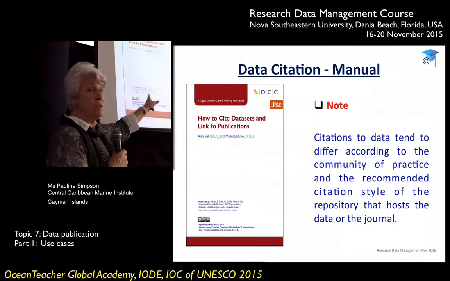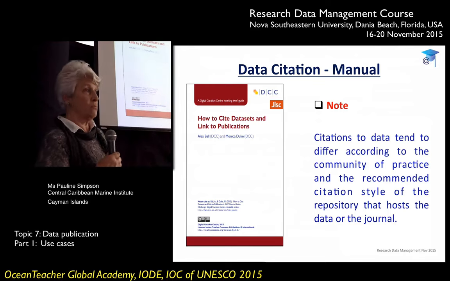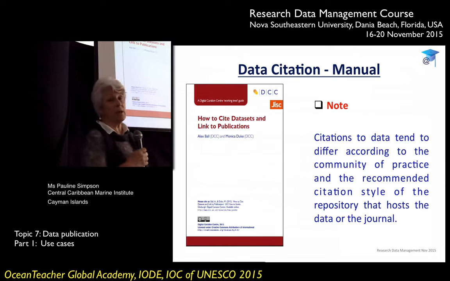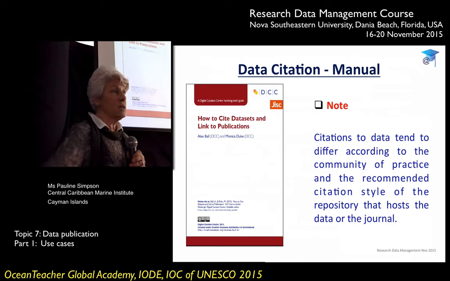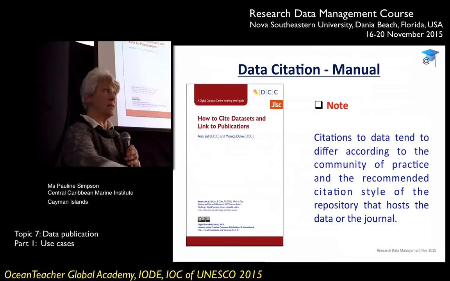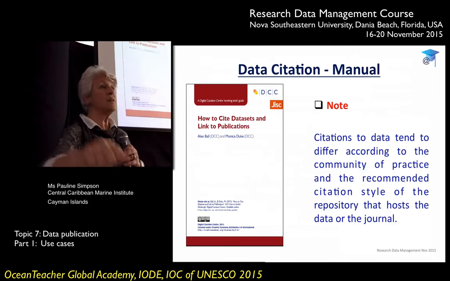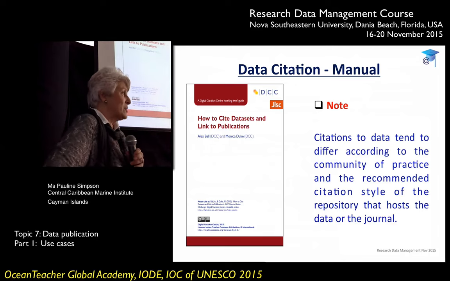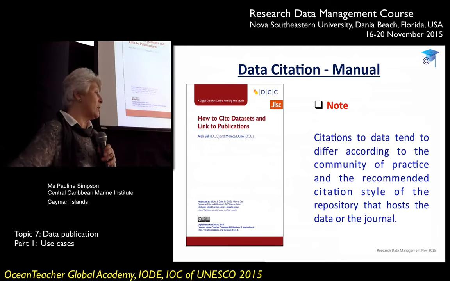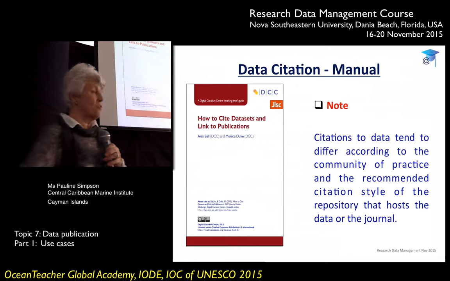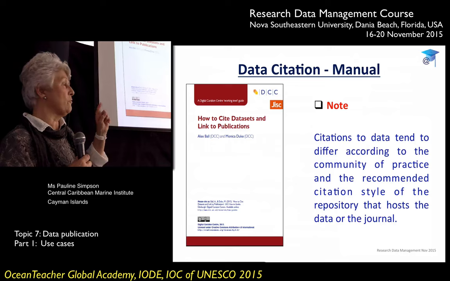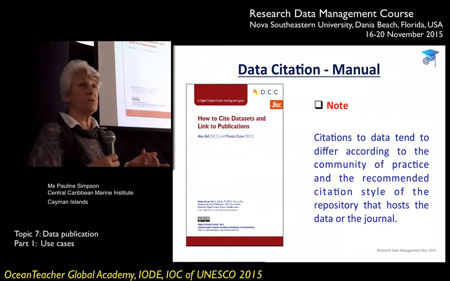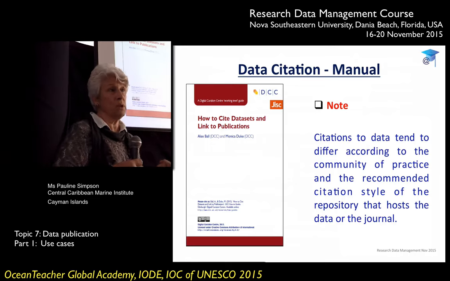But what is noted in there, and I think it's coming out with what we're going to talk about, and Dunstan's made the point, is that citations to data tend to differ according to the community of practice. So if you're a chemist, it's different to if you're a biologist, it's different to if you are a physical oceanographer, different if you are in humanities or social sciences. So it differs according to the community of practice. So the recommended style is often that of the repository that hosts the data or the journal, because in your repository you will have a recommended data citation.